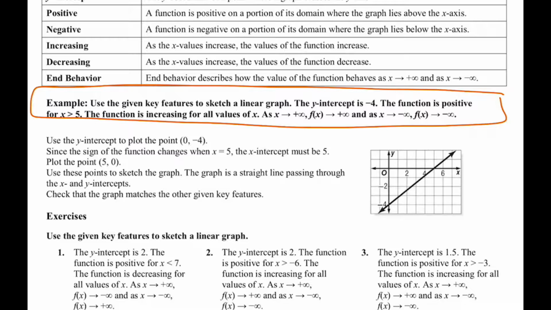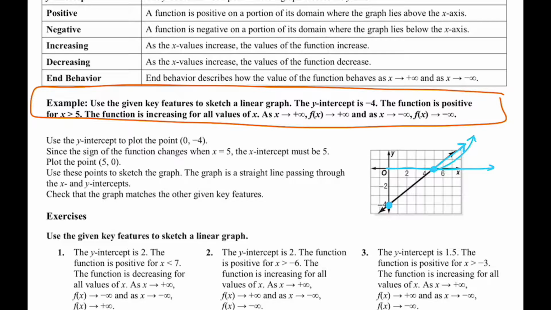So the y-intercept is -4. So here's the y-intercept, -4. So that's one point. The function is positive for x greater than 5. So I look at my x-axis, and I see where 5 is right here, and it's telling me that the function is positive at all points x greater than 5. So that can mean one of two things. That can be either a parabola going up, that's positive, right? Or it could be, as it's shown, a straight line.